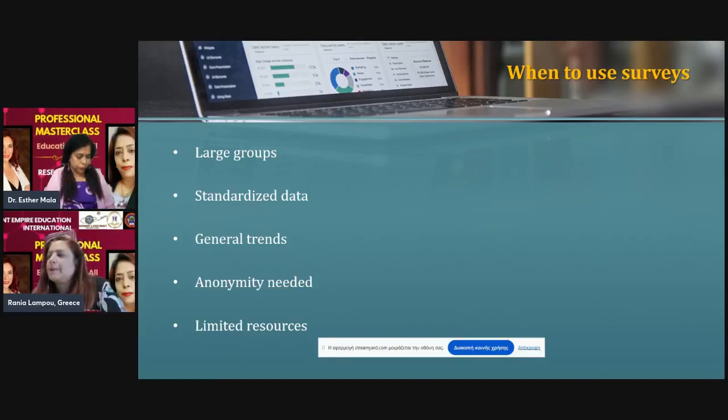When you want to identify patterns, preconceptions, or common opinions across a broad population. When respondents might be more honest if their answers are confidential. And when you have constraints on time, staffing, or budget. For example, you want to measure student satisfaction with a course, or gather demographic info, or assess general attitudes or beliefs.